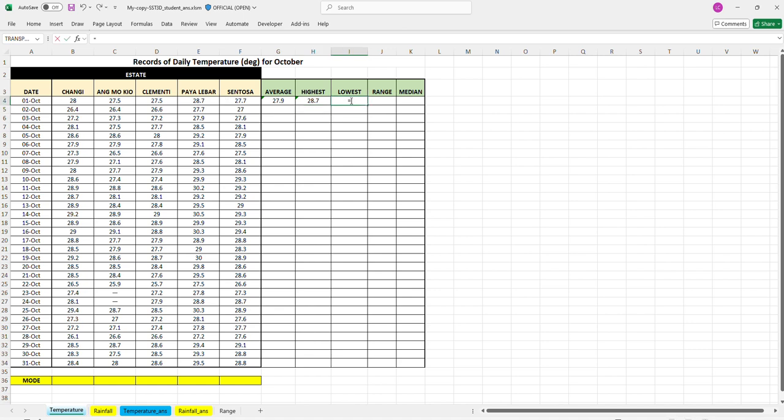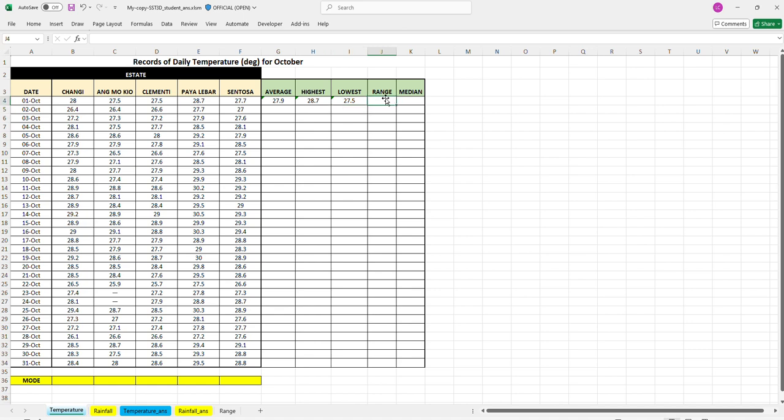And the lowest, we will use min formula to find the lowest number. This is the cell ranges that we want. We select them. And indeed, 27.5 is the lowest temperature.